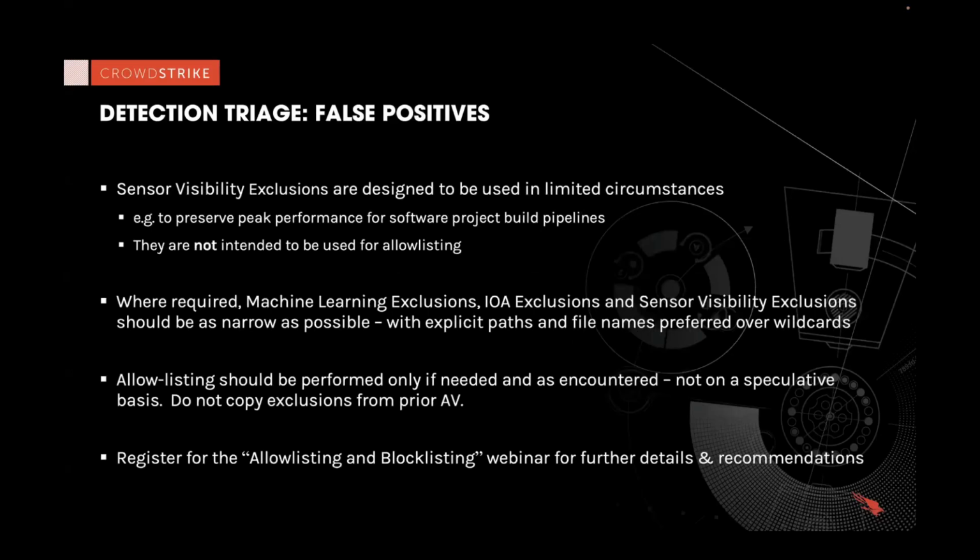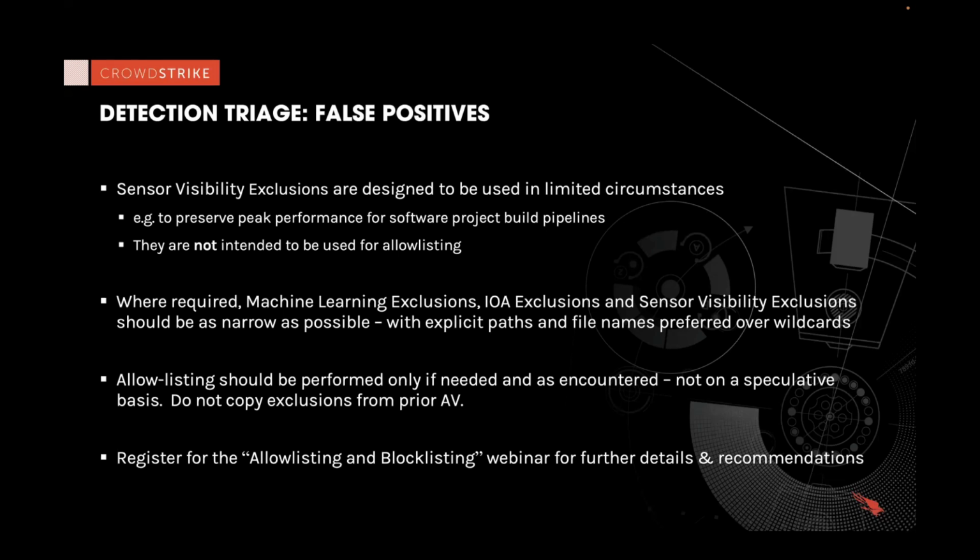Now, you may be tempted to use sensor visibility exclusions to allow list detections or to carry over exclusions from your previous AV vendor, but please don't do either. Sensor visibility exclusions should not be used for allow listing. They are intended to be used in limited circumstances only to reduce the performance impact of the sensor for critical processes such as software build pipelines. And even in such circumstances, sensor visibility exclusions should be viewed as a measure of last resort. They're a great way to test if we're having an impact on a system, but they're not a particularly great solution from a security perspective.